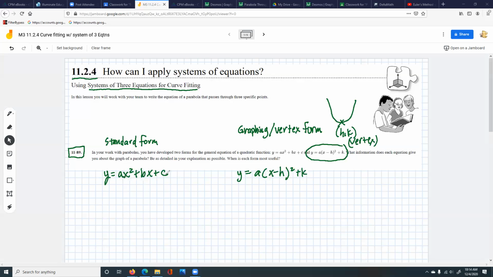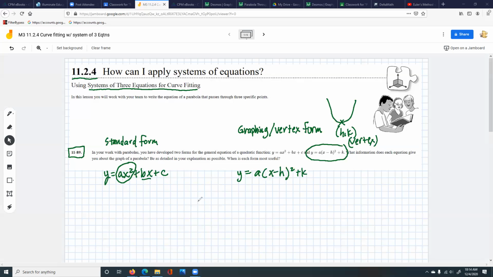Y equals ax squared plus bx plus c. When we see this, we know this is a parabola because it's got an x squared in it. And mostly it has an x in it. If b is 0, then it won't have an x, but mostly we have an x squared, an x, and some constant term, right? We're going to use this today to write an equation of a parabola.